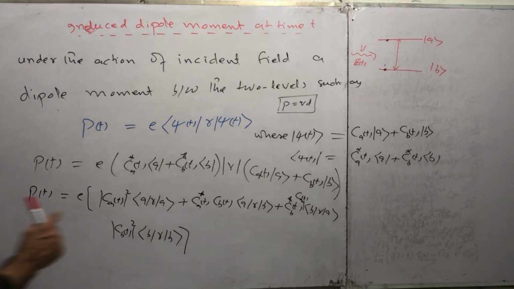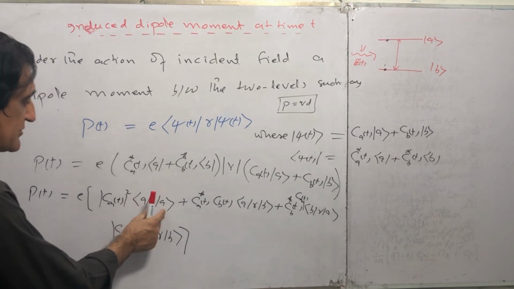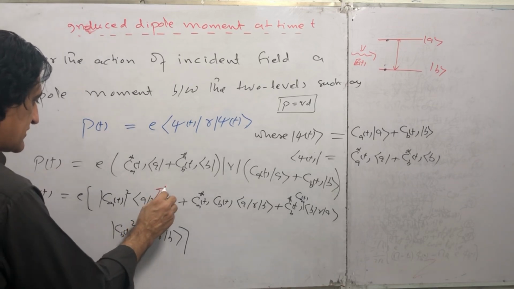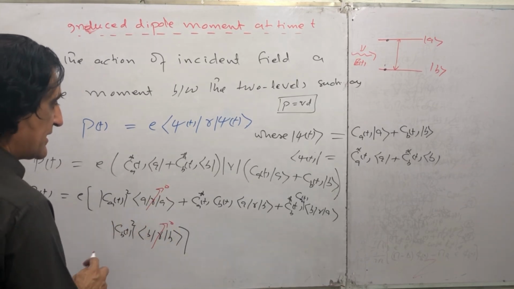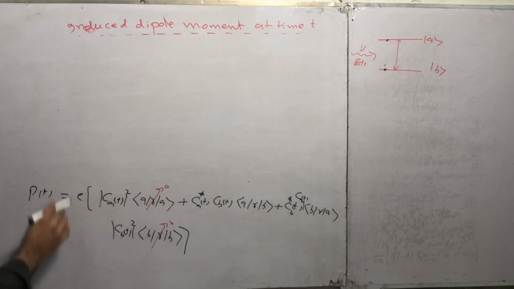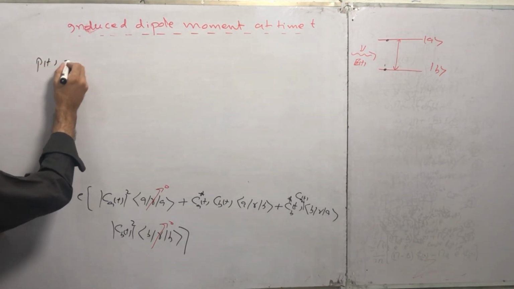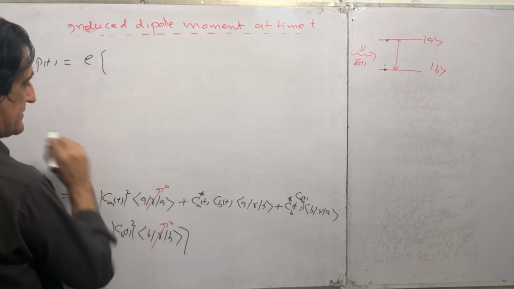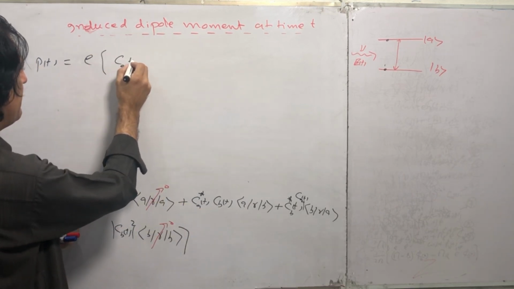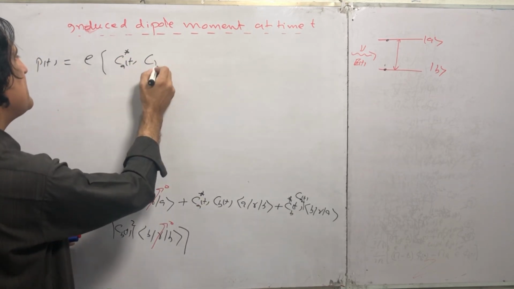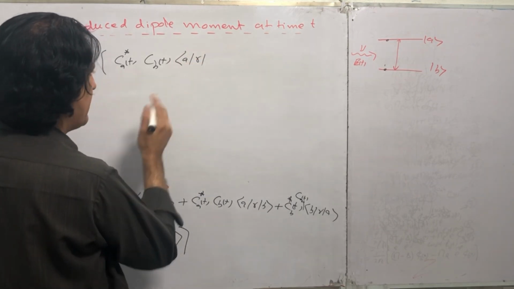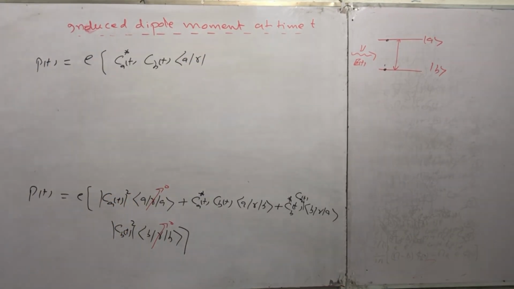Now, the average distance between the same states, we already discussed this point, this must go to zero. There is no dipole. This and this term vanish. Further, P(t) is equal to e times C_A*(t) C_B(t) <A|r|B>, and this is known as P_AB.